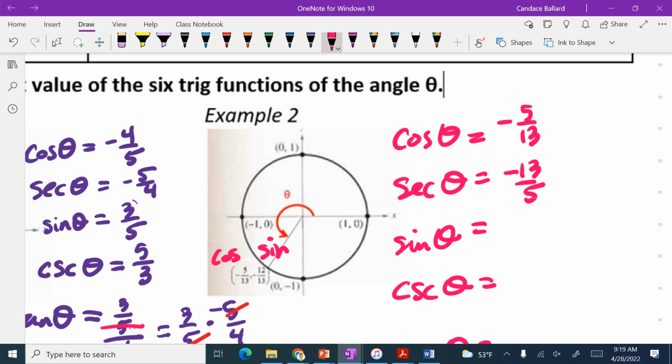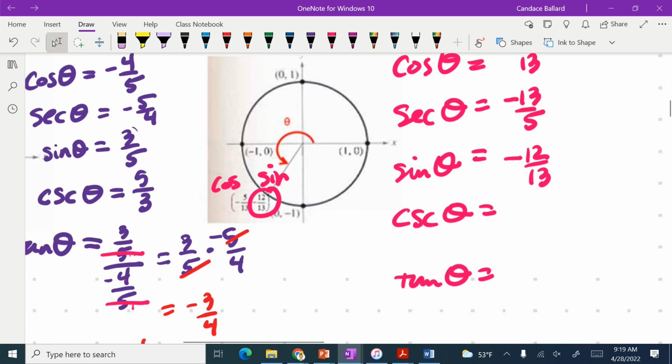Okay, let's try that again. What did we get for sine? Okay, I'm going to say it again. I'm going to wait for the whole class. Remember, all we're doing is reading this out of the coordinate. So what did we get for sine? It's a little bit better. Still a little bit sad, though.